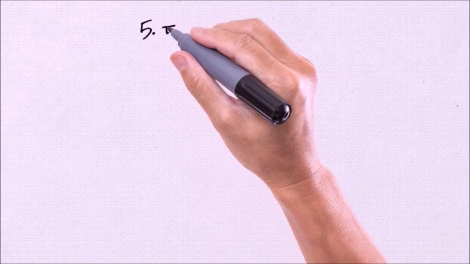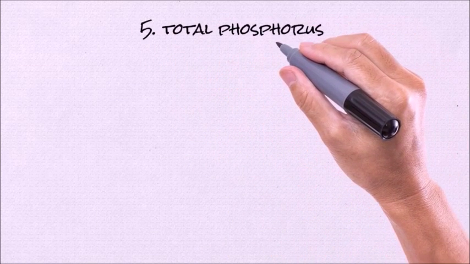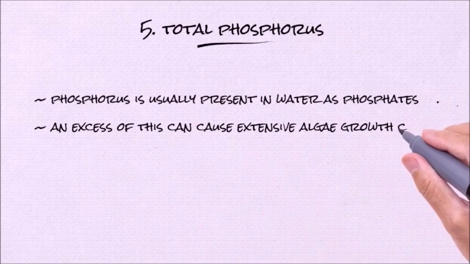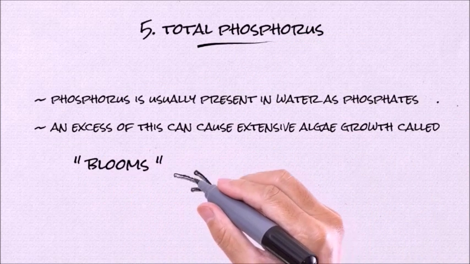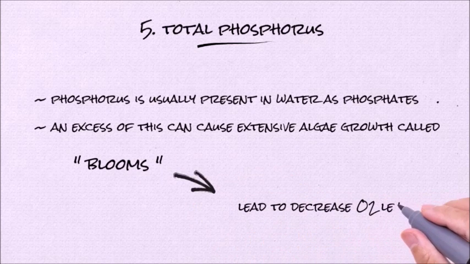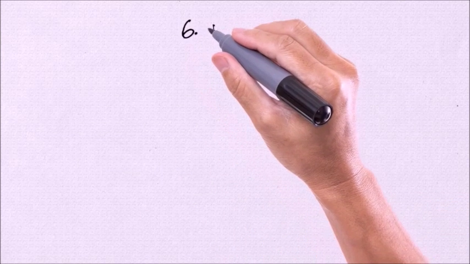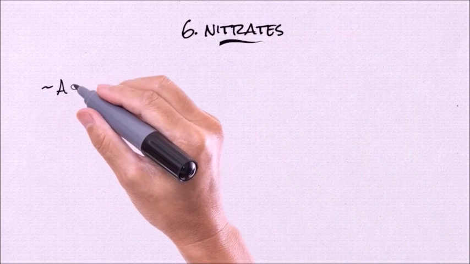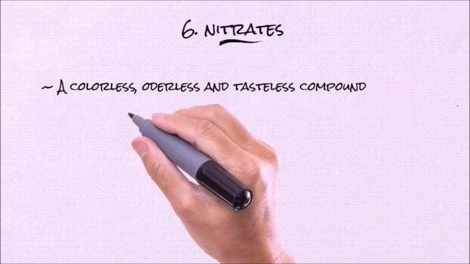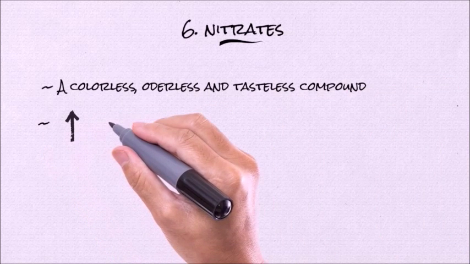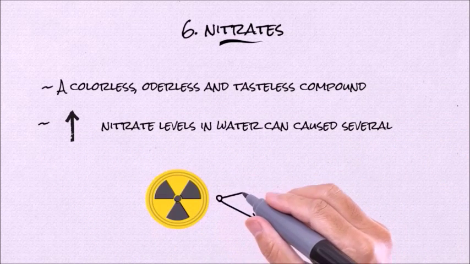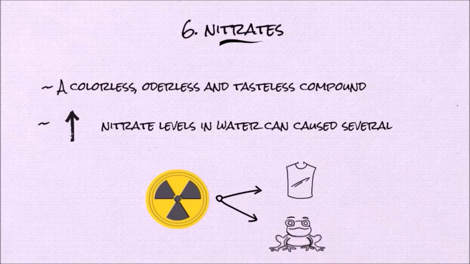After that is total phosphorus. Phosphorus is usually present in water as phosphate, and an excess of this can cause extensive algae growth called blooms, leading to decreased O2 levels. After that is nitrate. Nitrate is a colorless, odorless, and tasteless compound that is present in some groundwater. High nitrate levels in water can cause several hazards, both in humans and animals.